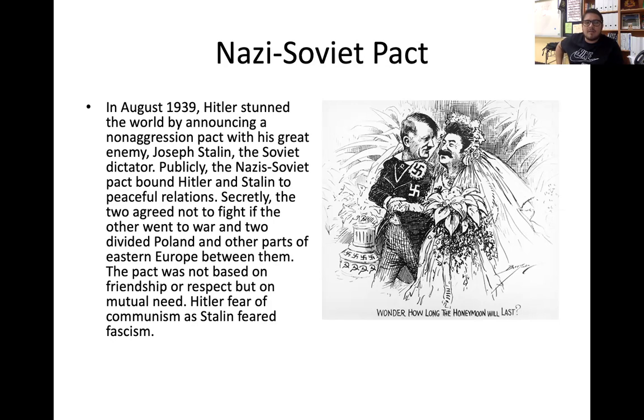Hitler's fear of communism and Stalin's fear of fascism is pretty much the big reason this is happening. They're scared of each other, right? They're absolutely scared of each other. Instead of them teaming up, they're just going to say, hey, let's just leave each other alone, right? Because they don't want each other's people next to each other.